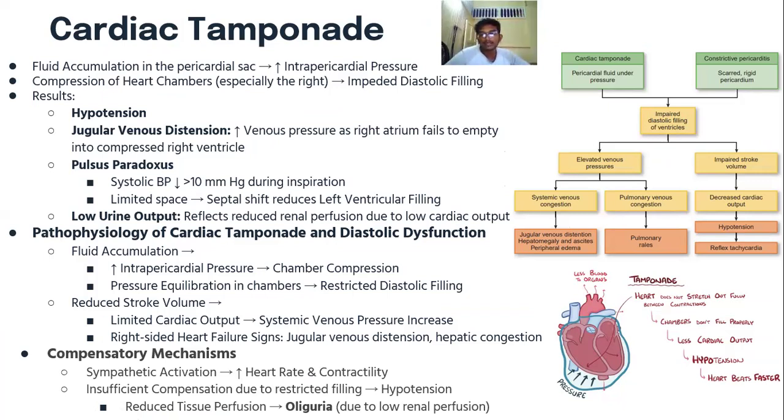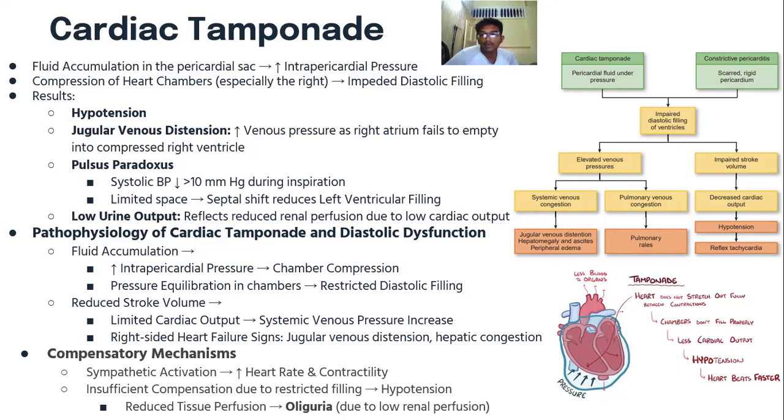Now in cardiac tamponade, there's an excessive accumulation of fluid within the pericardial sac of the heart, and it exerts pressure on the organ, significantly impeding its ability to fill properly during diastole. The condition leads to hallmark features like hypotension, jugular venous distension, and pulsus paradoxus, along with poor urine output, all of which reflect the heart's impaired function and eventual progression towards heart failure.